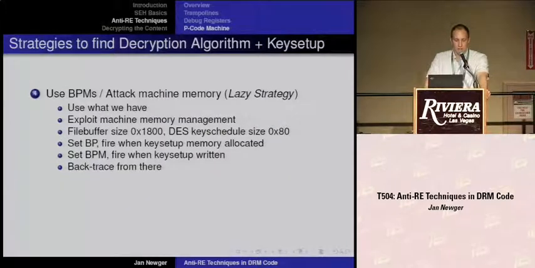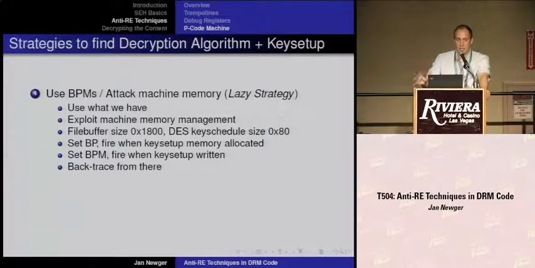Okay, and the final strategy I've been using in this is pretty lazy, because we use what we already have. The trick here is that, as I previously outlined, the machine actually has a mechanism allowing programs running inside it to allocate memory in the host machine. So what we can do is, we know that due to our breakpoint on memory access, for example, we might know that it's a DES algorithm.